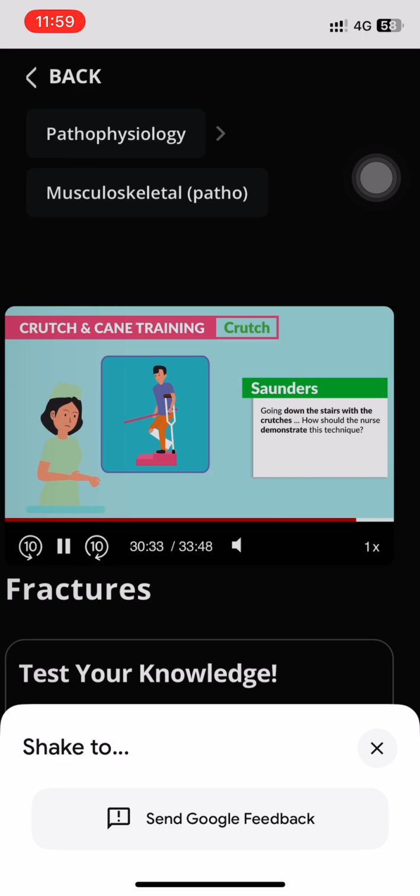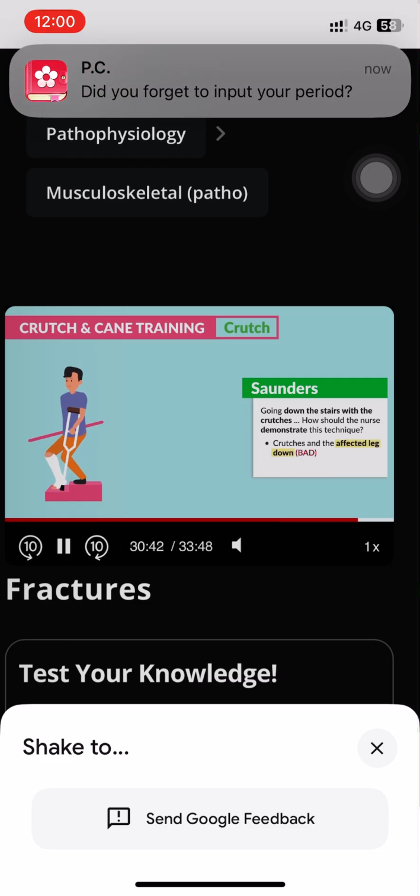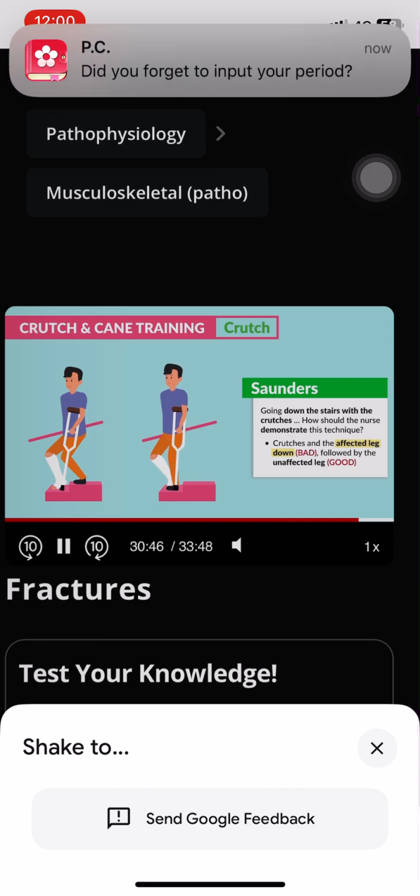And Saunders mentions, going down the stairs with crutches. How should the nurse demonstrate this technique? So remember, down with the bad here. Crutches and the affected leg down, so the bad leg, followed by the good leg, or the unaffected leg.